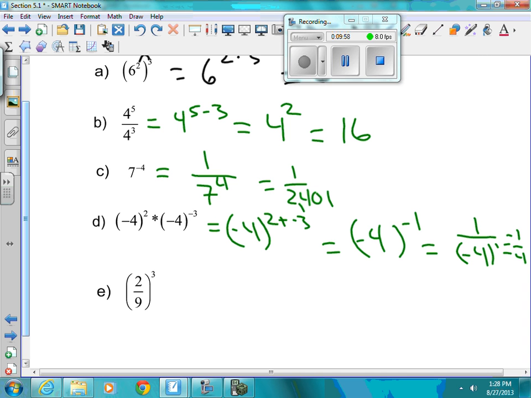is our final answer. So yes, in some problems we're going to use more than one property. Don't just think one property and you're done. A lot of the problems you'll use multiple properties.